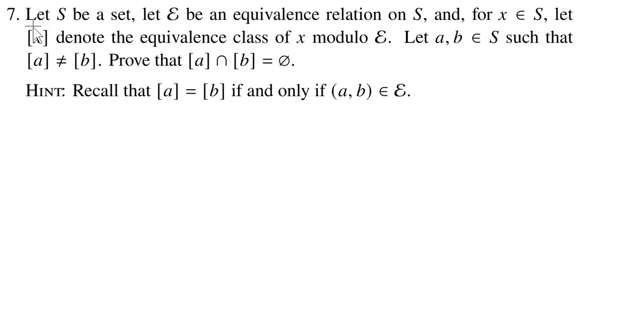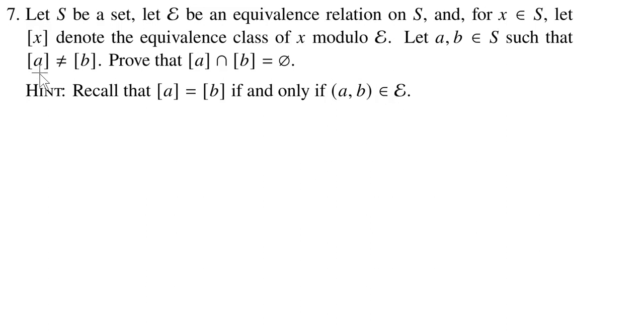We're going to use this traditional square bracket notation to denote the equivalence class of an element, modulo this equivalence relation E. And we're going to assume that we have two elements of the set S that don't have the same equivalence class. There's a little hint down at the bottom that reminds you this is one of the problems that we worked on during the week, which is that two elements have the same equivalence class if and only if they are related.